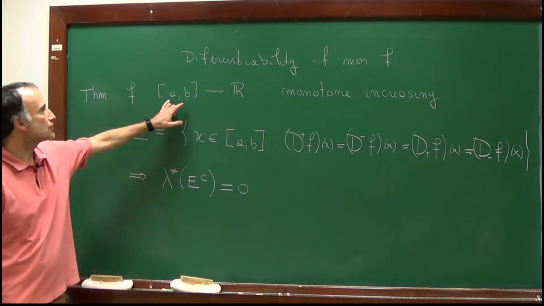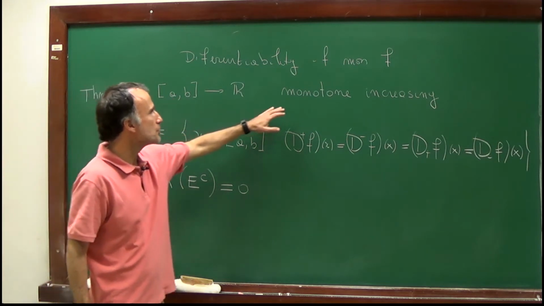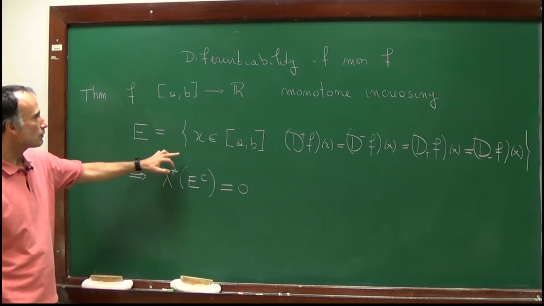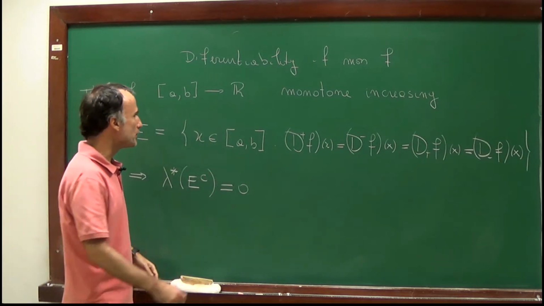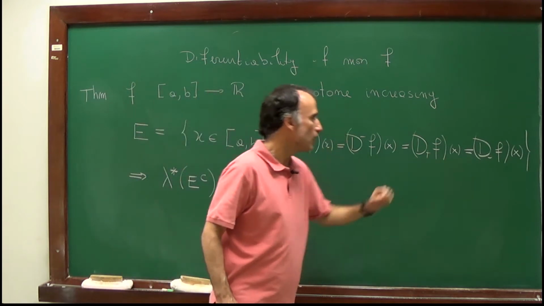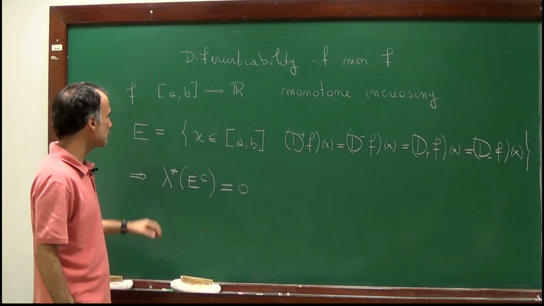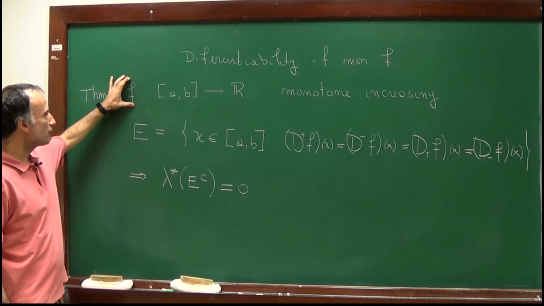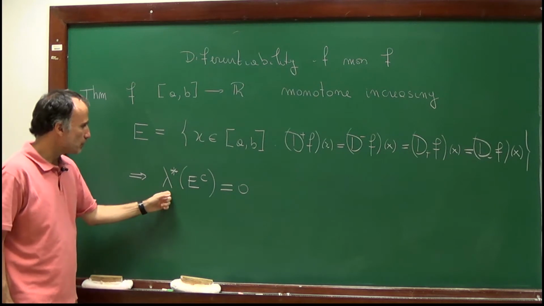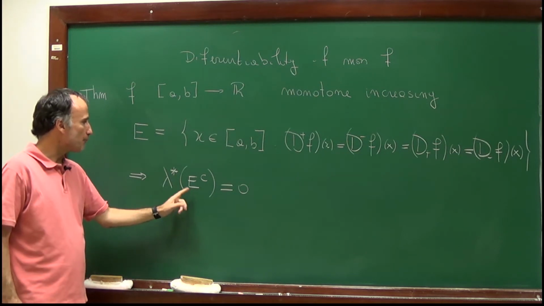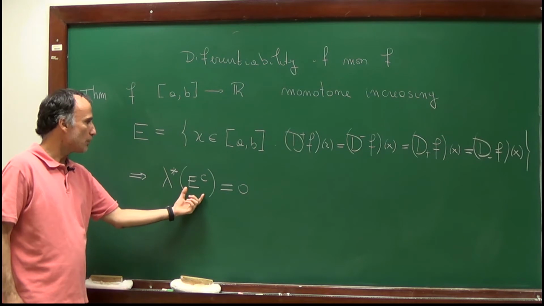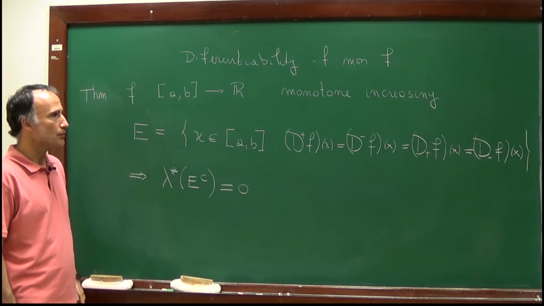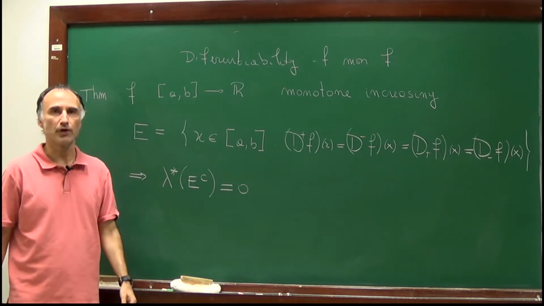So this is the statement of the first main theorem. Take a function f which is defined on an interval [a,b], which is monotone increasing, define by E the set of points x in (a,b) for which these four derivatives are equal. So these are the set of points x at which f is differentiable. And what we want to prove is that the outer Lebesgue measure of the complement of E is equal to 0. So this is the theorem I will prove now.